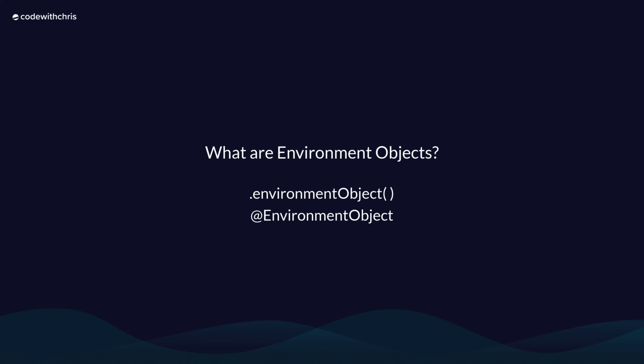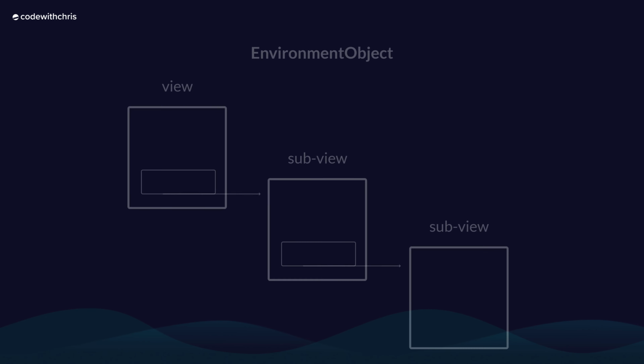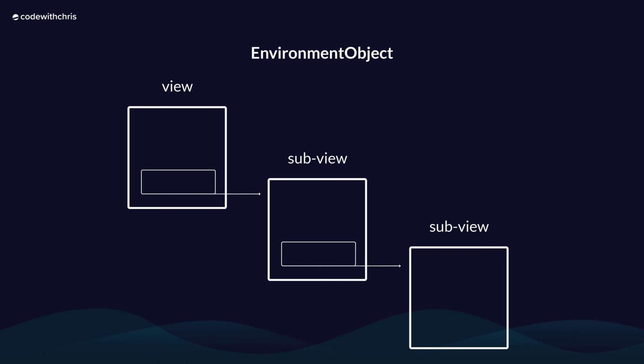So what's an environment object? Well, it's simply a way to create an instance of an object and have that object accessible from multiple views. Now consider this diagram. We have a view, and then it has a subview, and that subview has another subview. This forms a sort of hierarchy, and this is known as the view hierarchy. Now it's important to visualize this in your head, because when we attach the environment object, it is only accessible to whichever view we attach it to and all of its subviews.